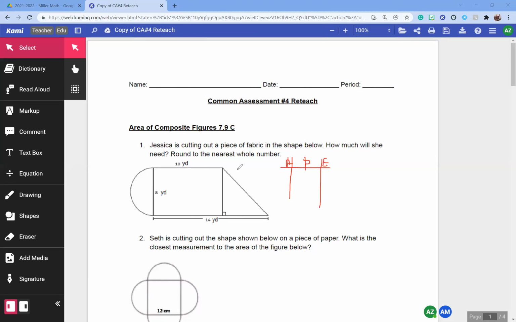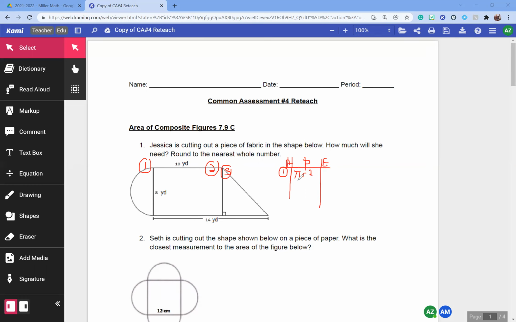So here we have three different shapes. We have this half circle or semicircle. We have a rectangle, and we have a triangle. So let's go ahead and start with shape one. Take a look at your formula chart and make sure to write the correct formula. For a circle, we have pi times radius squared.